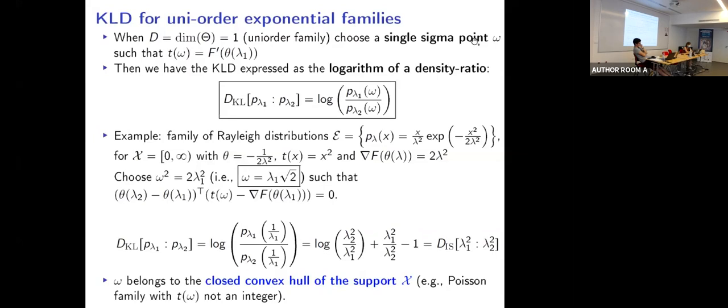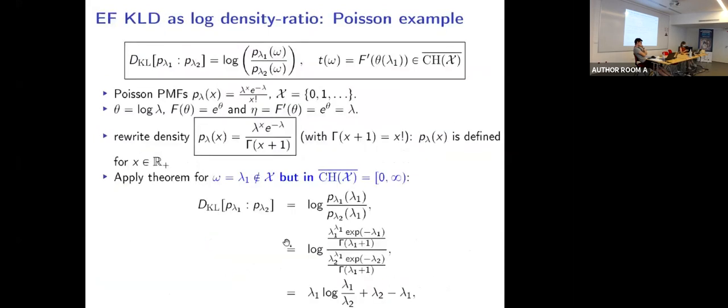So I told you that basically the sigma point needs to belong to the support, but actually it's enough to have the sigma point inside the closed convex hull of the support. So the next slide will take the example of the Poisson family, which is again an exponential family, but with a probability mass function. So it's a discrete random variable. And we are going to replace the expression of the PMF by an expression of the PDF here with omega, okay, gamma.